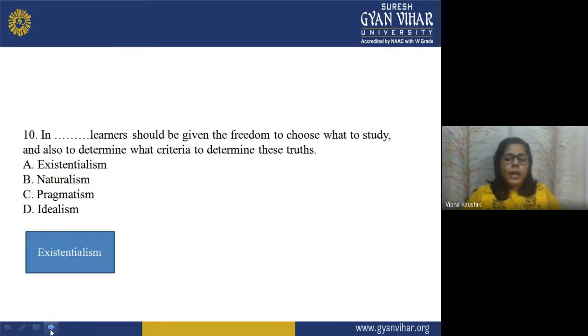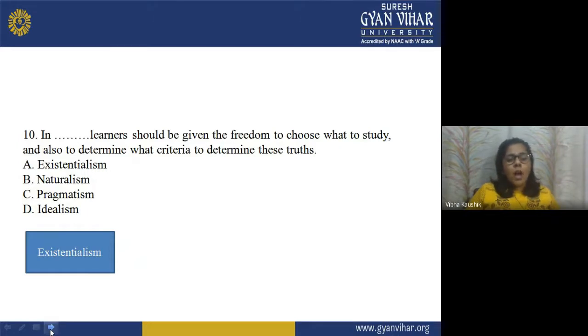Now the tenth one: in which the learner should be given the freedom to choose what to study and also to determine the criteria for these truths. Which school of philosophy recommends that students should be given the freedom to choose what they want to study, and also to determine what the criteria for determining these truths should be?